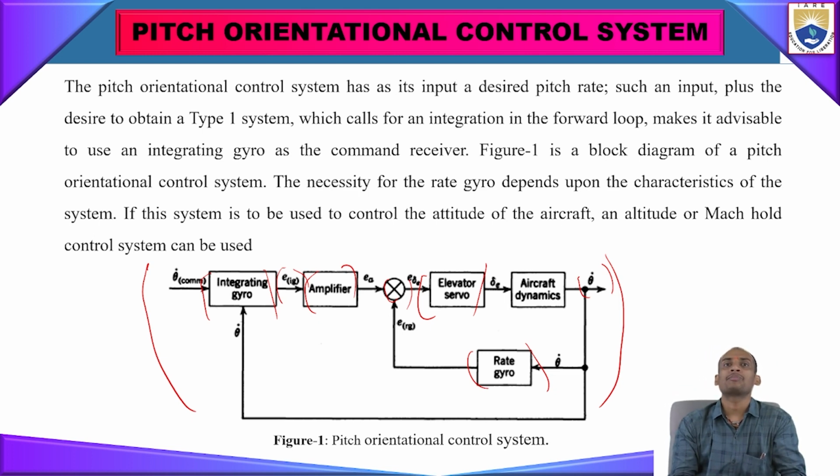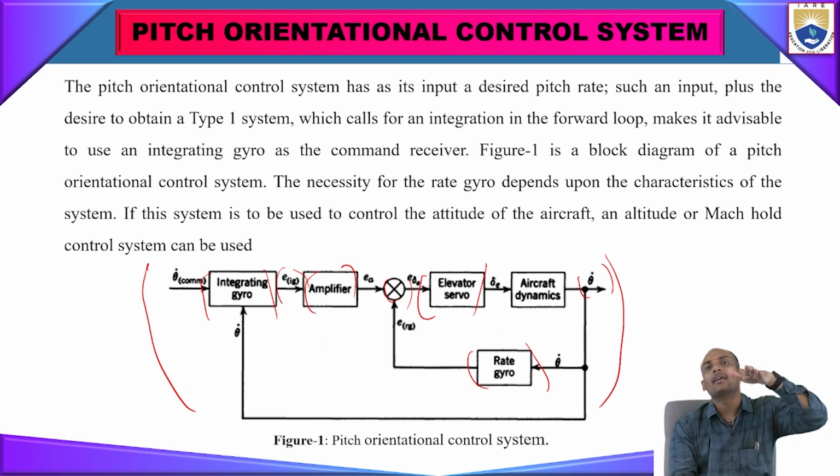Here you see the type 1 system, which is called an integrated forward loop. It makes it advisable to use an integrating gyro as a command receiver. The pitch orientation system's need for a rate gyro depends on the characteristics of the system. The system is used to control the altitude of the aircraft, and an altitude and Mach hold control system can be used. Whenever the pitch is controlled with this system, the altitude is also controlled.